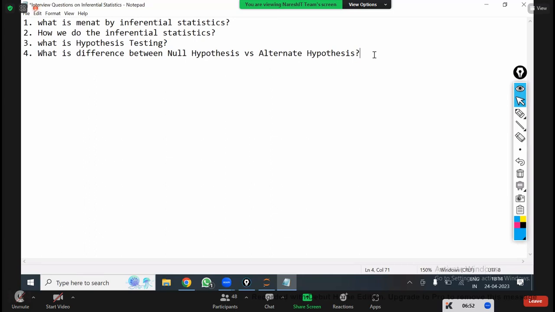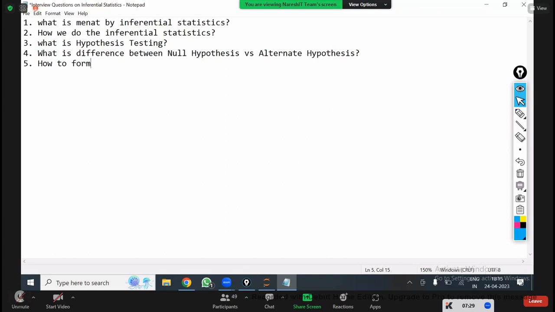Next question. How to formulate the null and alternate hypothesis? This is the next interview question. How to formulate that? Based on the given question, by assuming that there is no difference, we are going to formulate the null hypothesis. Alternate hypothesis says that there is a difference.